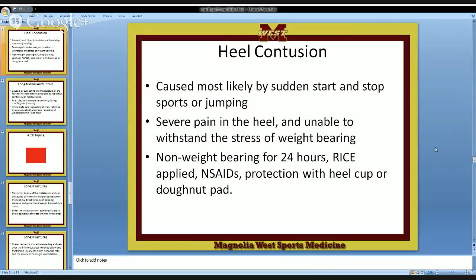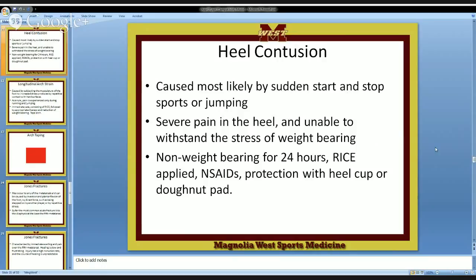It's caused by a sudden start or stop of jumping, with severe pain in the heel, unable to withstand the stress of weight bearing. So crutches if you need them, non-steroidal anti-inflammatories, RICE applied. They protect with heel cups or a donut pad.